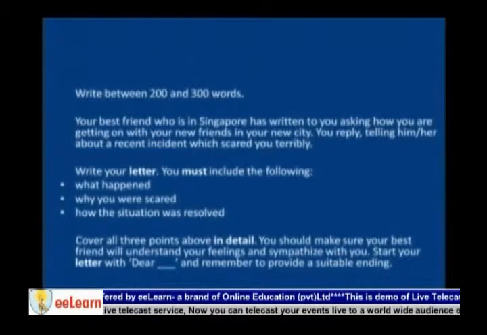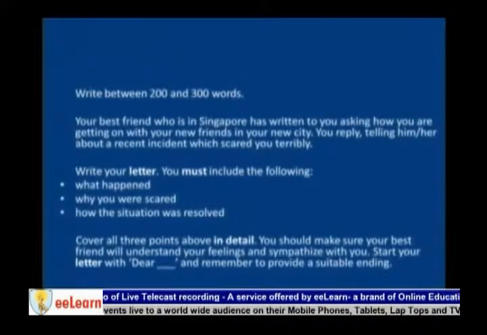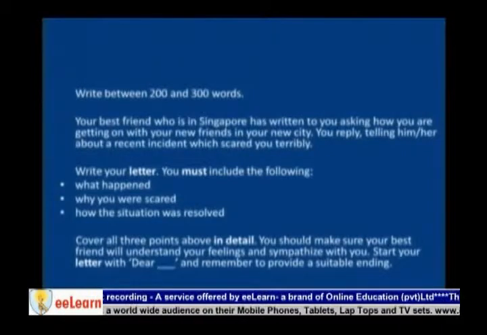Your letter must include the following: what happened? Why were you scared? How the situation was resolved. You need to cover all the points above in detail. You should make sure your best friend will understand your feelings and sympathize with you. Start your letter with Dear, name of your friend, and remember to provide a suitable ending.